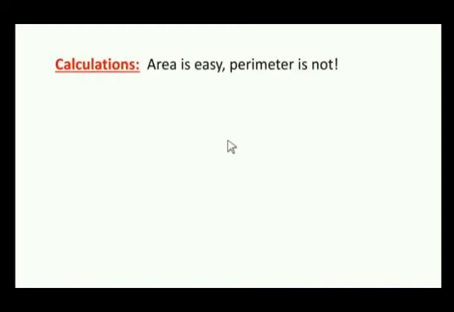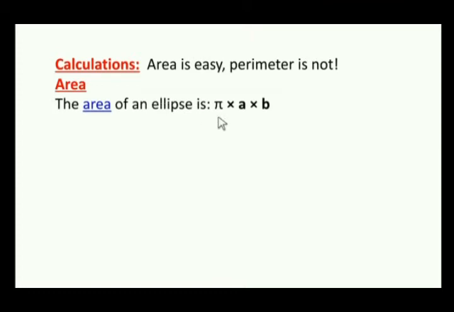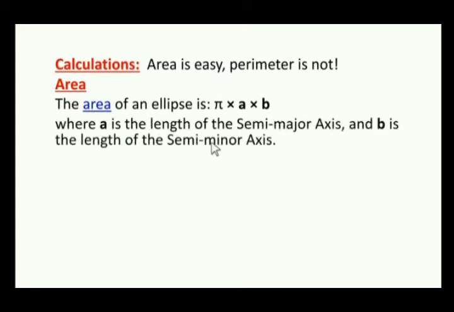Calculation. Area is easy, perimeter is not. To calculate the area of an ellipse, we will use the formula like this: the area of an ellipse is pi multiplied by a multiplied by b. Now here what are a and b? A and b represent the semi-major axis and the semi-minor axis, where a is the length of the semi-major axis and b is the length of the semi-minor axis.